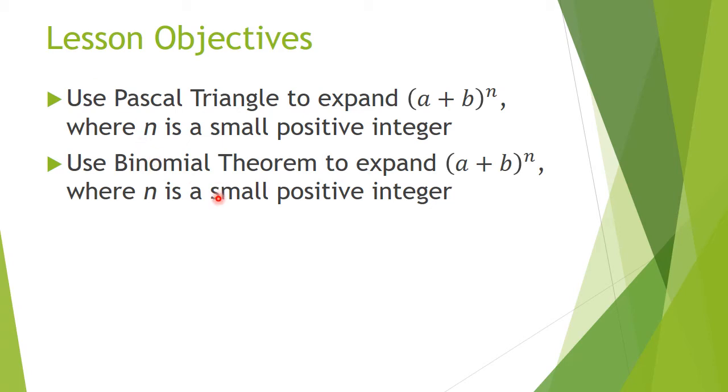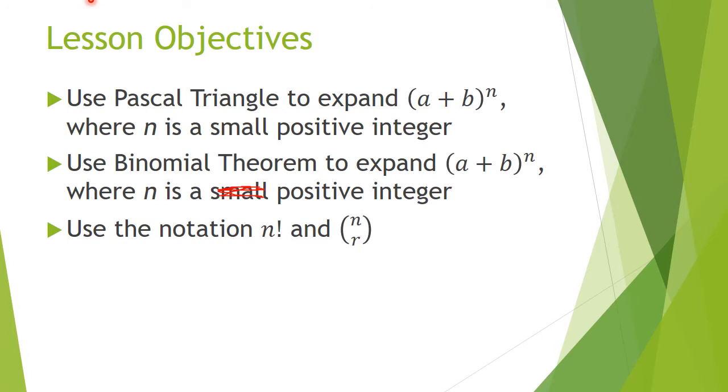Please cancel out this "small". Let's take a pen and cancel out this "small". It's not small, but positive integer itself. Moving on, we will also be learning how to use this notation. It's not called n exclamation mark, but n factorial, and the bracket with n and r on top of it. For now, let's call this n choose r. I will talk about this more tomorrow as well.